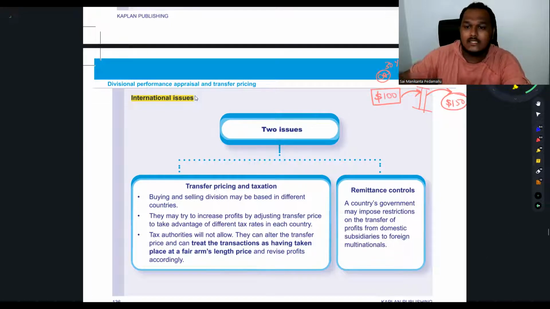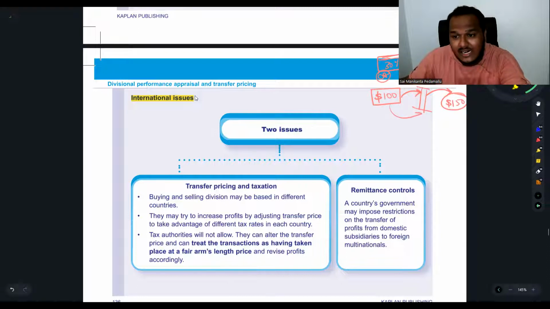What makes more sense? See, here the tax rate is 30%. So if I make a profit in division A, I'll have to pay 30% to the government. But if I make the profit in division B, I'll have to pay only 20%. So if I transfer at 100 here, the buying price is 100, the selling price is 150, $50 profit at 20% will pay only $10 to the government.